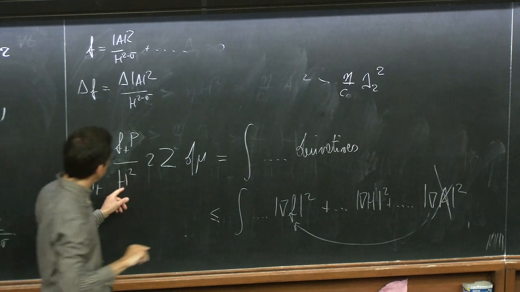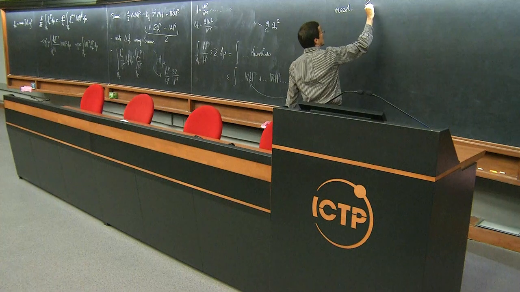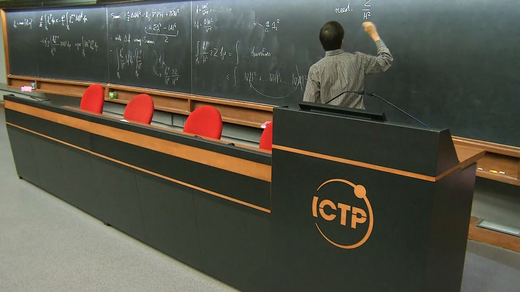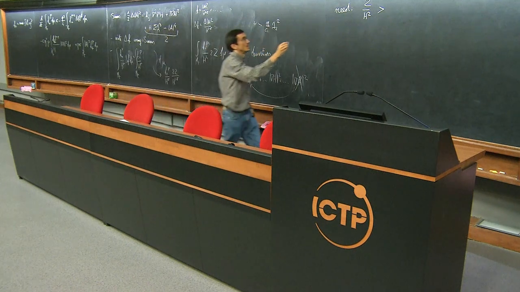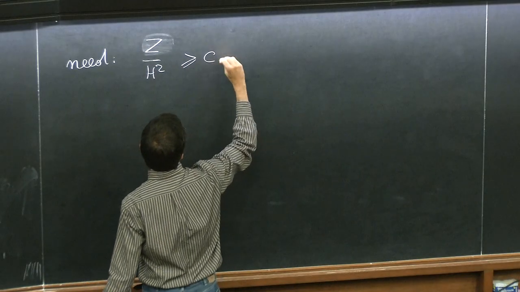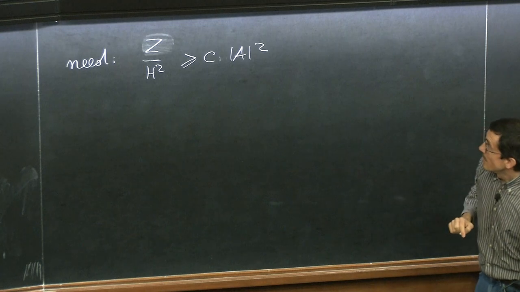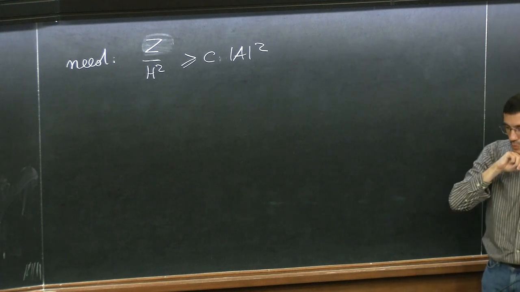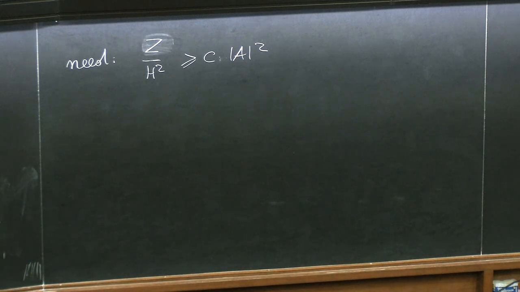is that z over h square is greater than or equal to some constant times h square, a square. And this was true; a similar step was in Huisken's paper on convex hypersurfaces, and in the case of convex hypersurfaces, this was true. So let's see how things are in our case.